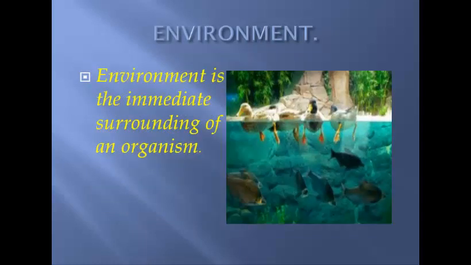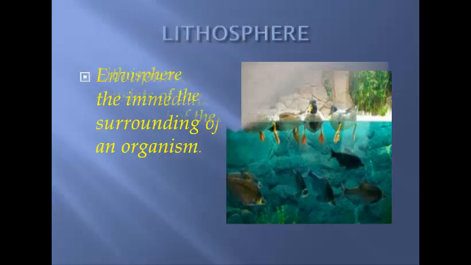What is environment? Environment is the immediate surrounding of an organism, and it connotes both living and non-living. The total surrounding of an organism. And you can see the picture of a fish and its environment. In the environment, we have both living and non-living things.